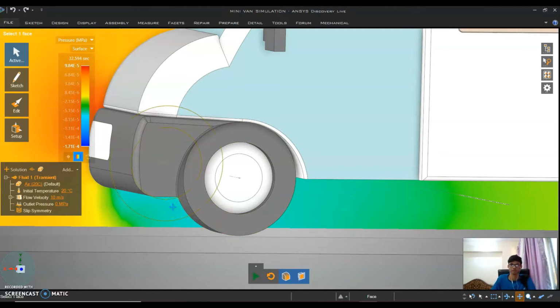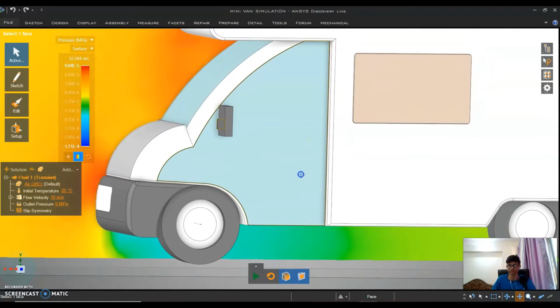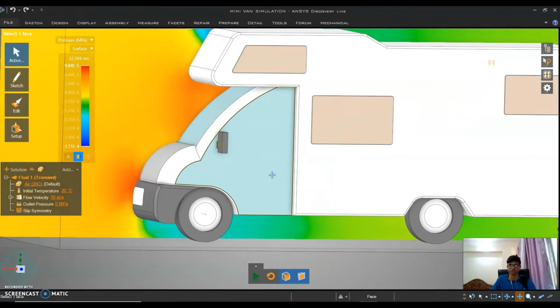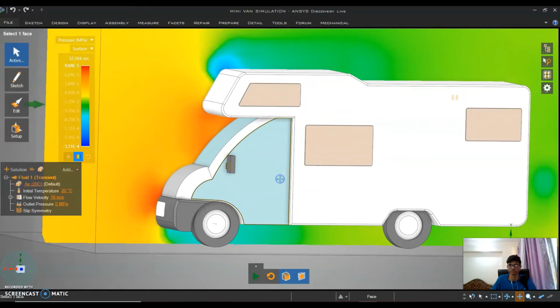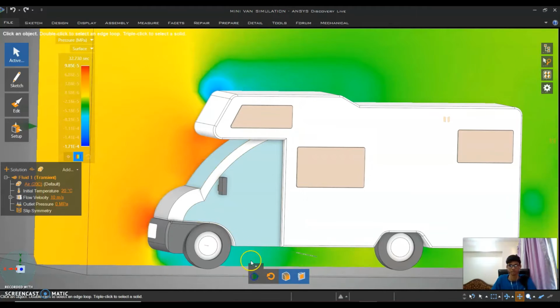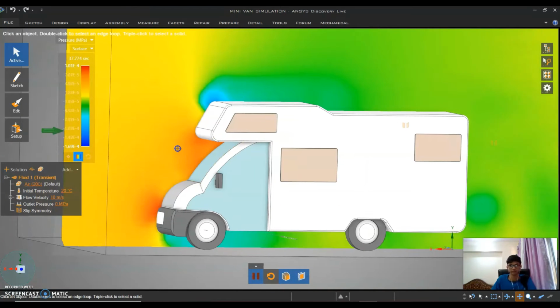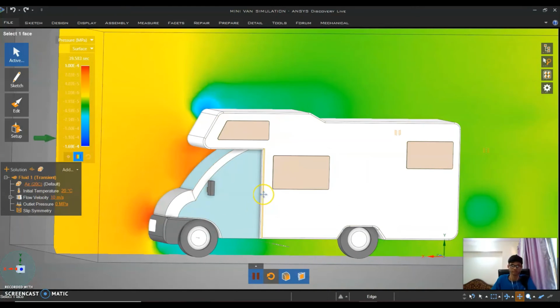Due to this low pressure on the front wheels or the front side of this vehicle, it does not cause the vehicle to get lifted over as the Formula One car does. So this was our project, which was to compare two aerodynamic vehicles, and hence we conclude our project.